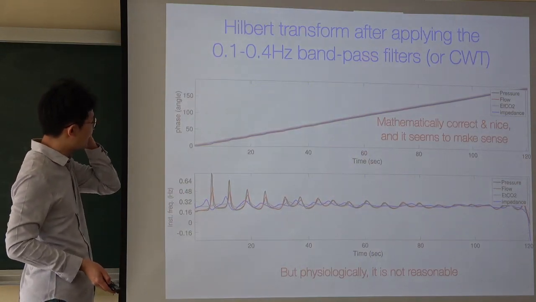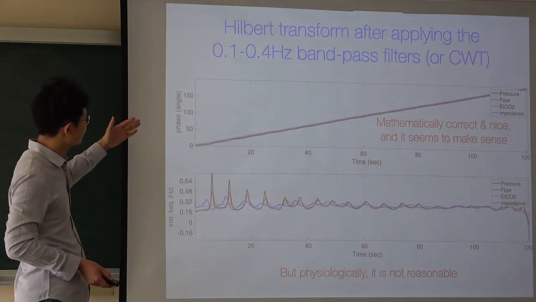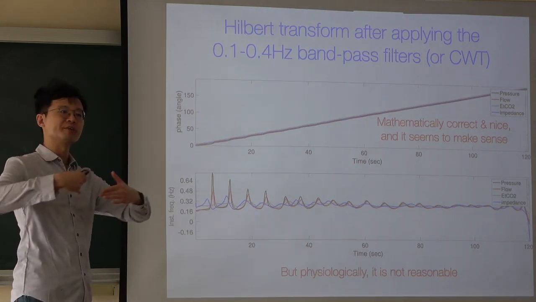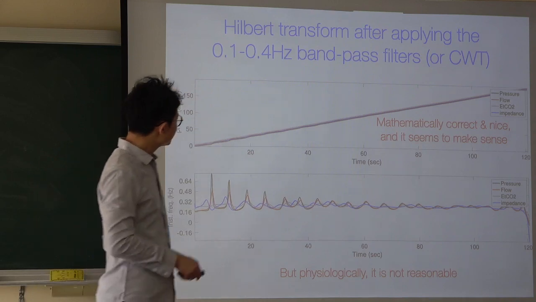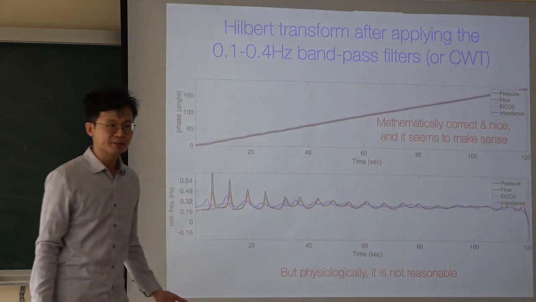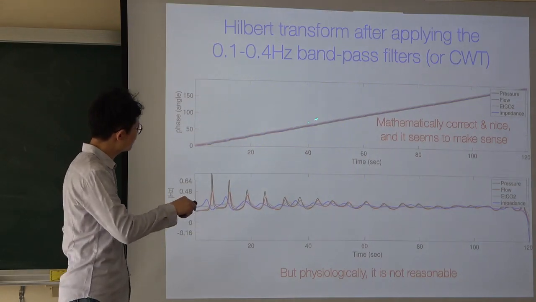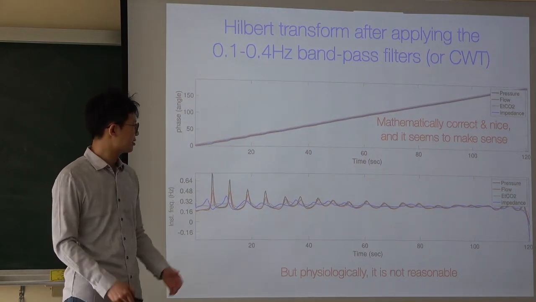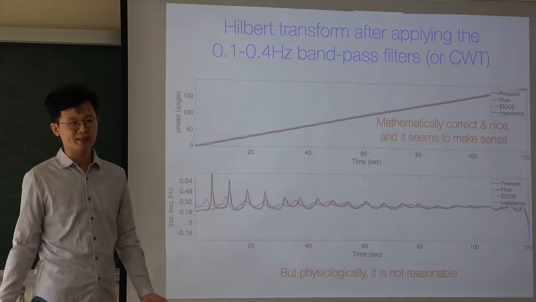So now if we apply Hilbert transform on those four signals, but before that we apply some bandpass filter to remove the trend, then you see the phases of these four signals look reasonably well, right? They coincide reasonably well. Okay, mathematically it's correct and nice. It seems to make sense.